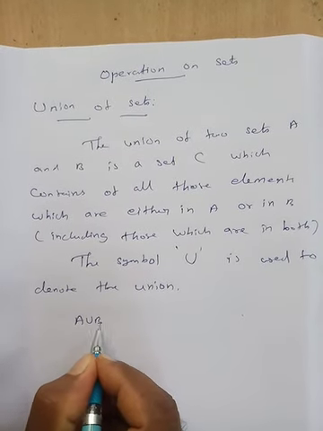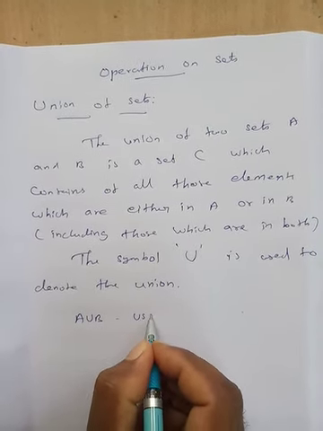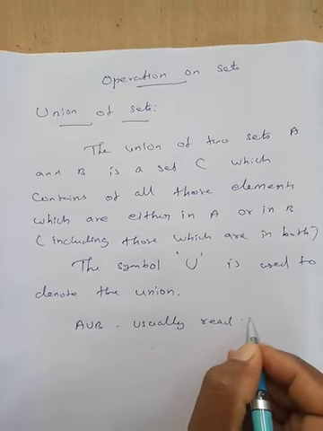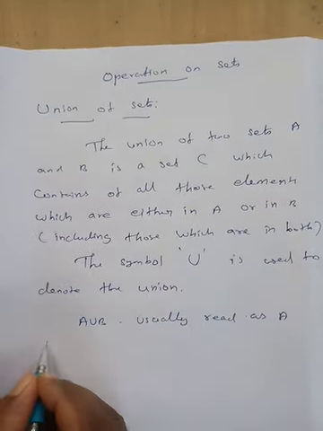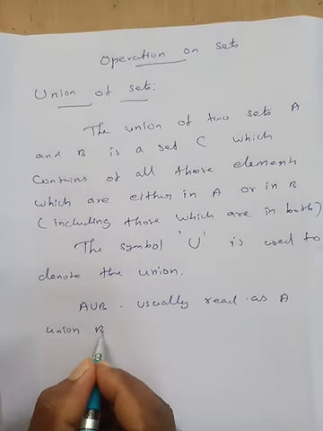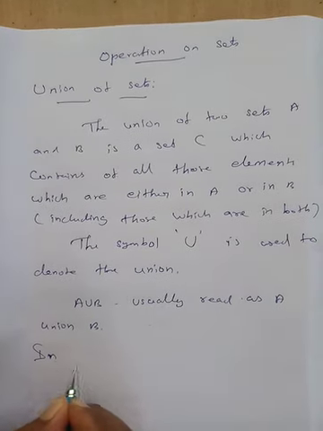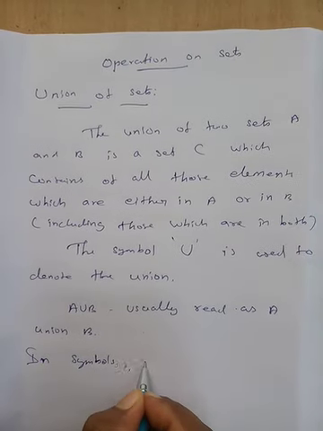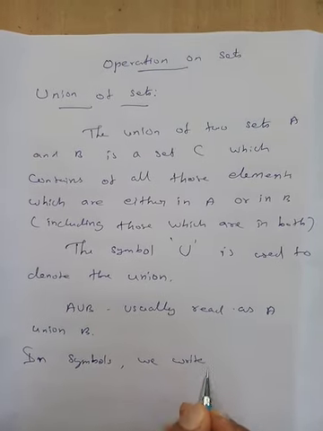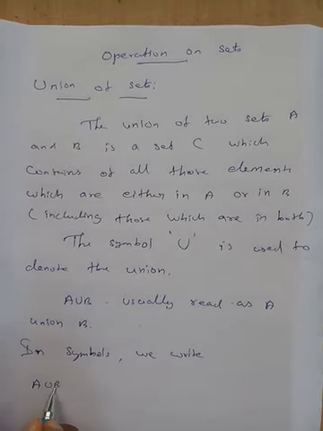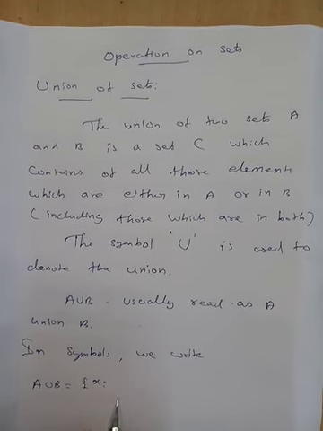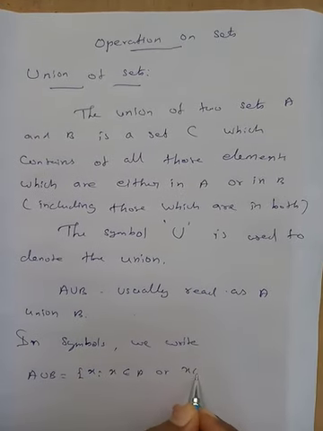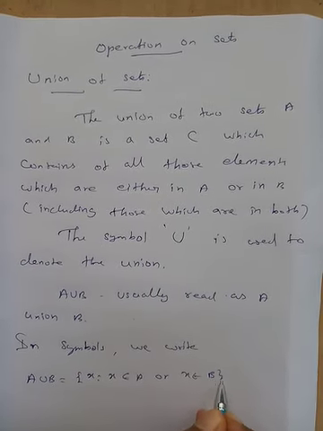A ∪ B is usually read as A union B. In symbols, we write A ∪ B is equal to the set of all x such that x belongs to A or x belongs to B.